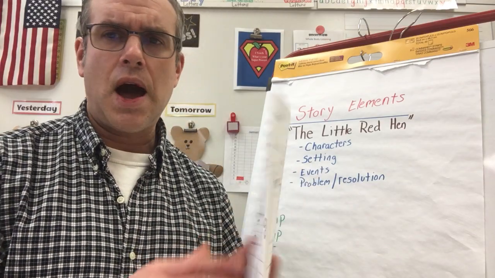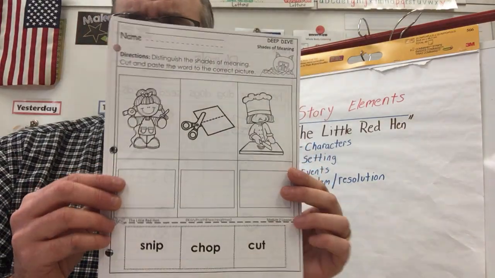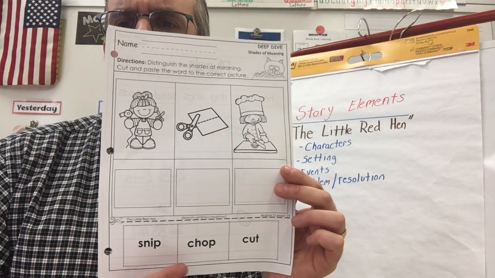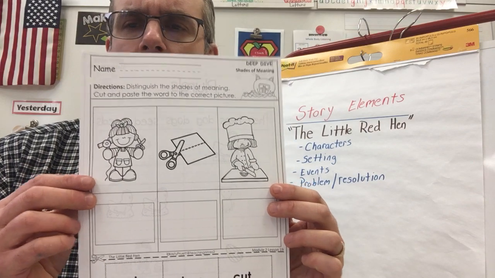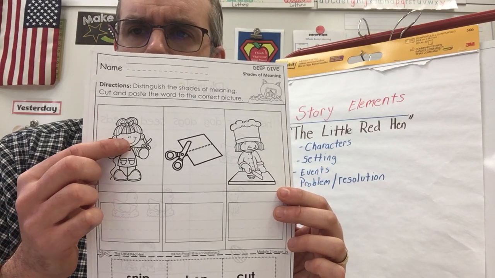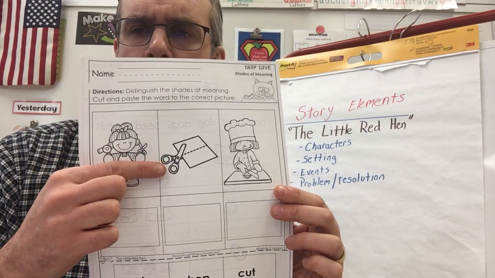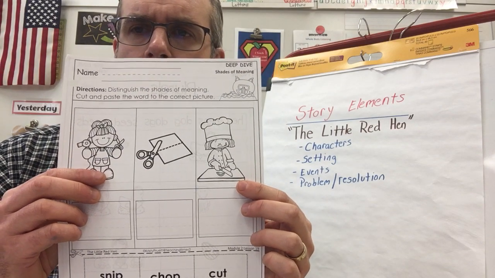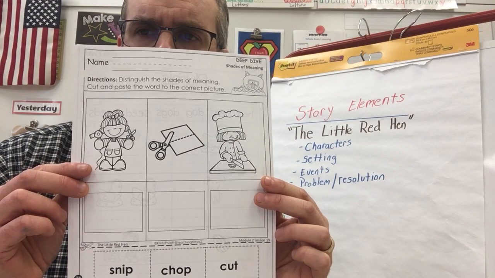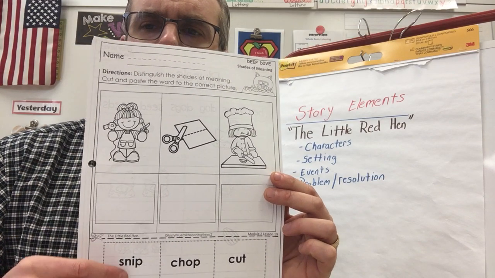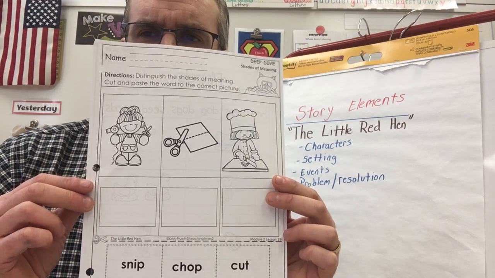So those three words, snip, chop, and cut, sort of mean the same thing, but they're different because they mean specific things. I have an activity for you to explore those words a little bit further today. Snip, chop, and cut. You have to drag the word to match the picture. Think about it and look at the pictures. There's a haircut, there's scissors, and there's a chef. So those words are similar, but they mean different things.